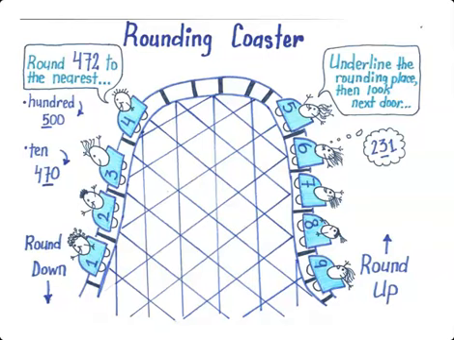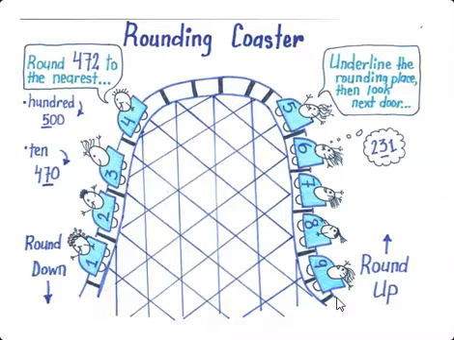We're going to use this picture to explain how to properly round. First thing I want to point out is the roller coaster. Any number that is below 5, so 4, 3, 2, and 1, we're going to round down. Any number that is greater than or equal to 5, so 5 through 9, we're going to round up.